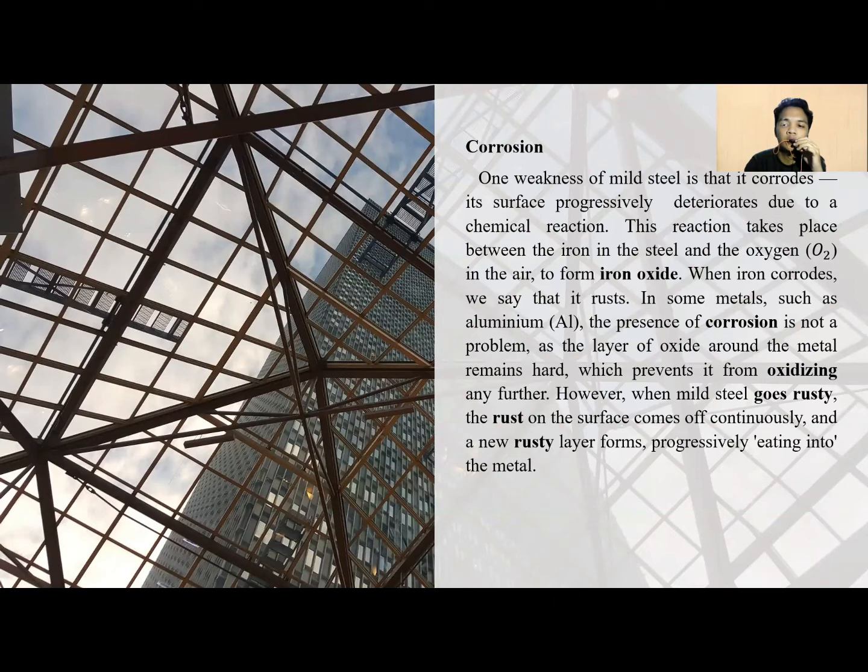In some metals, such as aluminum, the presence of corrosion is not a problem, as the layer of the oxide around the metal remains hard, which prevents it from oxidizing any further. However, when mild steel gets rusty, the rust on the surface comes off continuously and a new rusty layer forms, progressively eating into the metal.